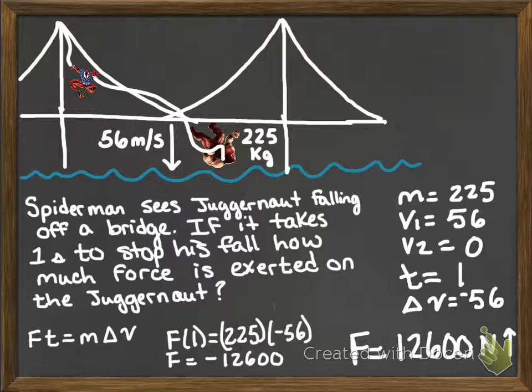So basically what that's going to do is that's going to actually kill the Juggernaut because he's not going to be able to survive that much force. Well, I don't know. Juggernaut might be able to. A normal person couldn't survive that much force. What would happen, though, if Spider-Man actually caught the Juggernaut a little slower and somehow cushioned the blow by not doing it quite so fast and drastically? So let's look at that.